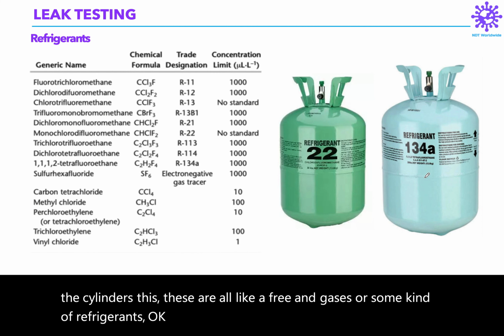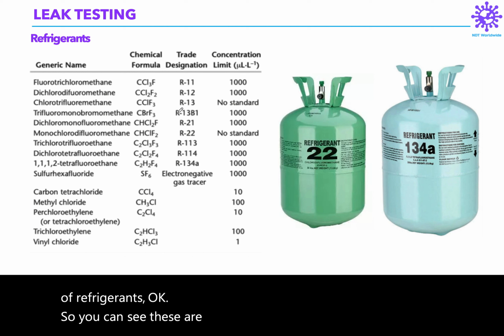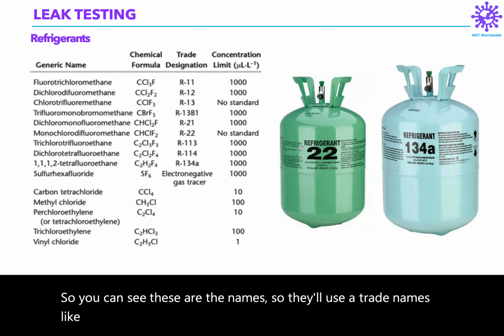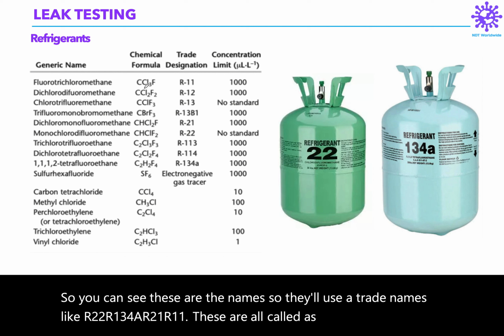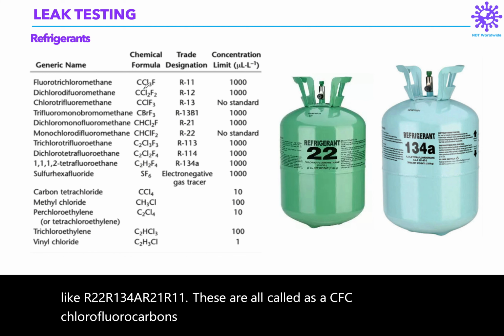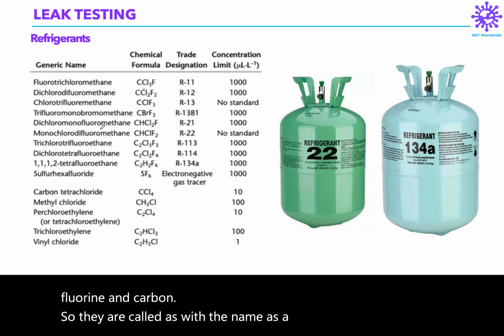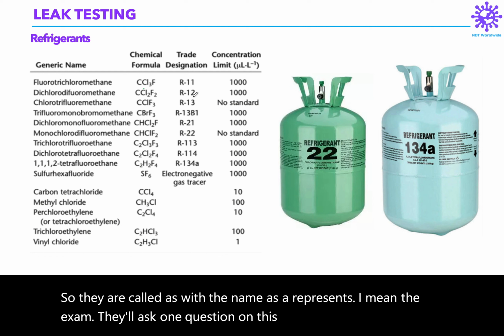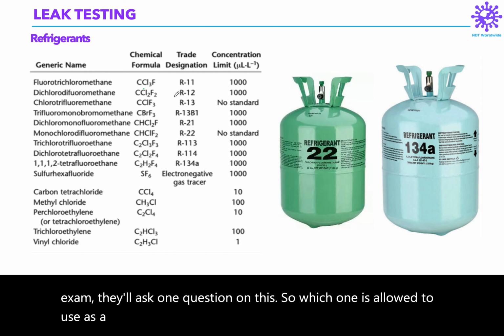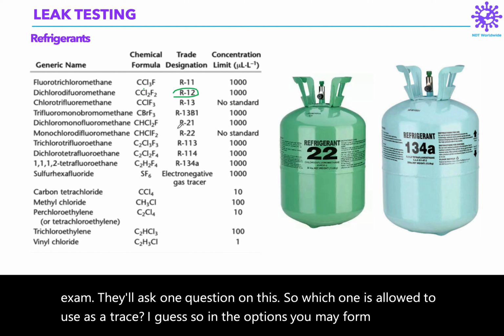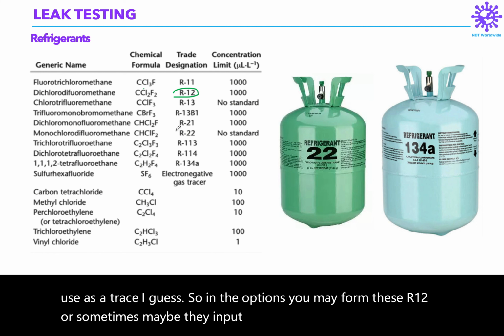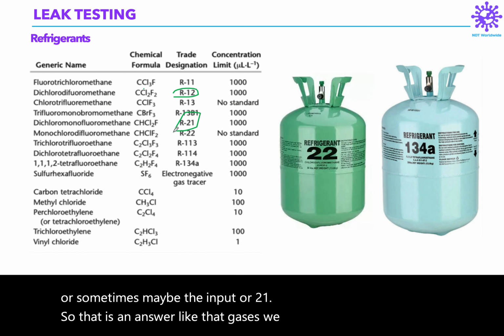You can see these are the names. They use trade names like R22, R134A, R21, R11. These are all called CFCs, chlorofluorocarbons. You have chlorine, fluorine, and carbon. In the exam they will ask one question on this: which one is allowed to be used as a tracer gas? In the options you may find R12, or sometimes R21. That is the answer; those gases we can use as a tracer medium.